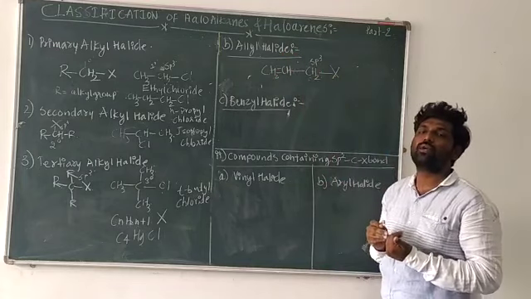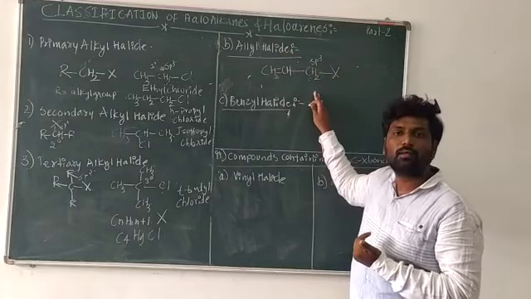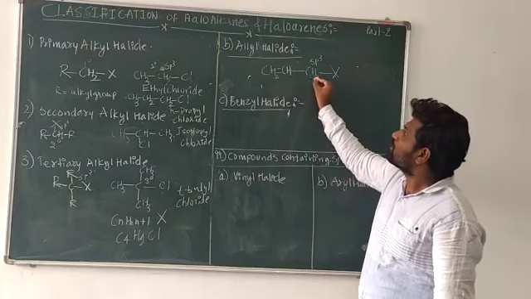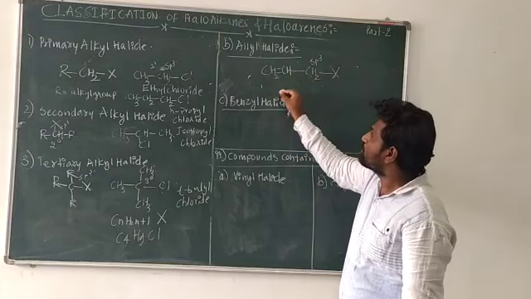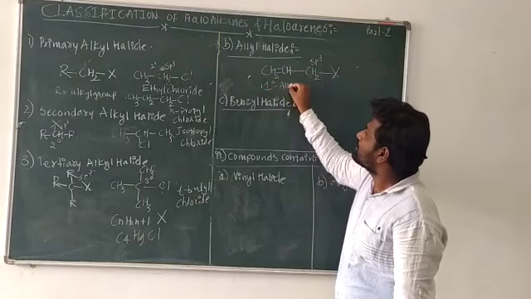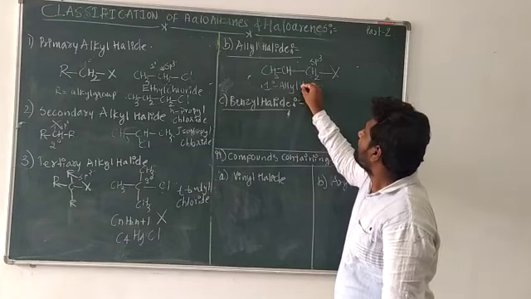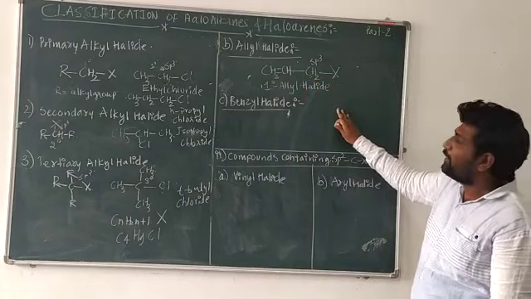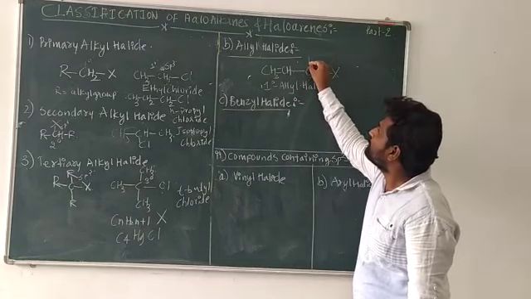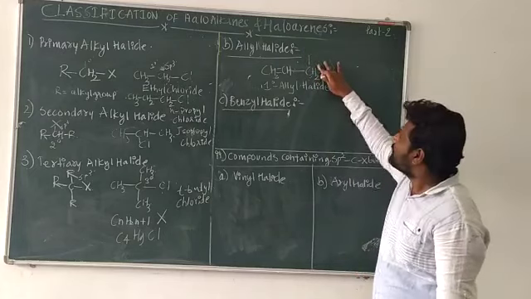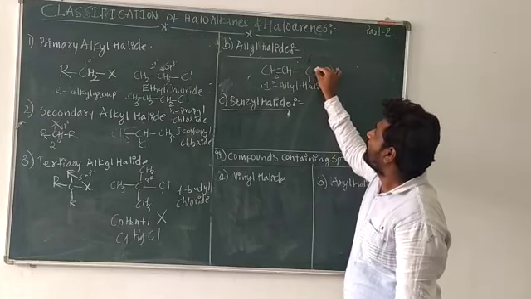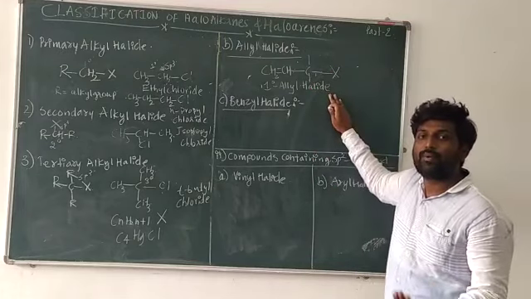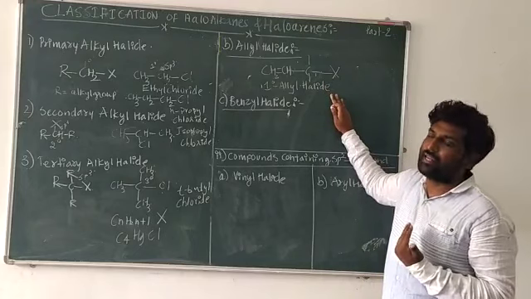Allyl halides are the compounds where the halogens are bonded to the sp3 hybridized carbon atom next to the carbon-carbon double bond. Look at here, this carbon atom is only bonded to one carbon atom. So therefore, we can call it a primary allyl halide. If it is bonded to two other carbon atoms, it is a secondary allyl halide. If all the hydrogen atoms are replaced, then it is a tertiary allyl halide. So allyl halides are further classified into primary, secondary and tertiary allyl halides.